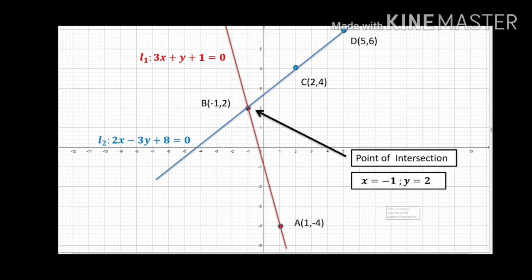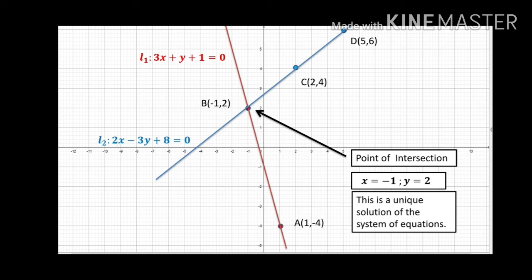So we can say that x equals minus 1 and y equals 2 is a unique solution of the system of equations. That's a unique solution. We'll get one and only one point like this. If two lines intersect, they intersect at only one point, and that is the point of intersection.